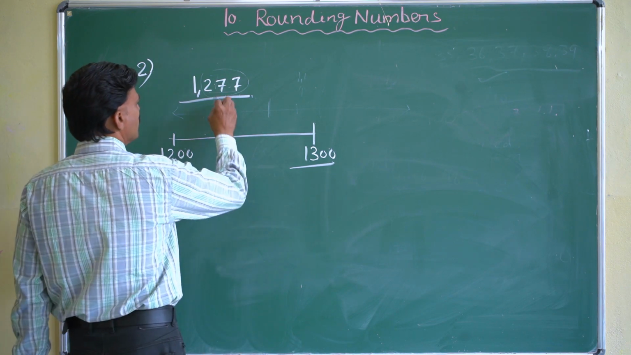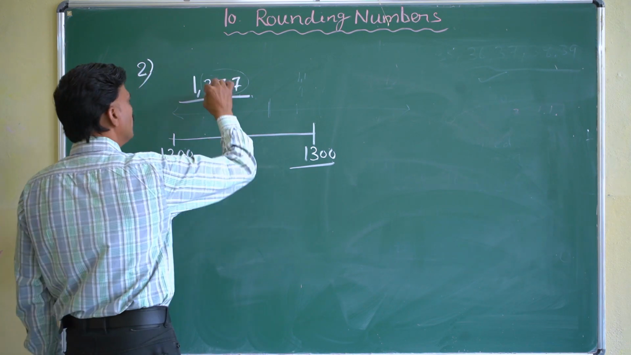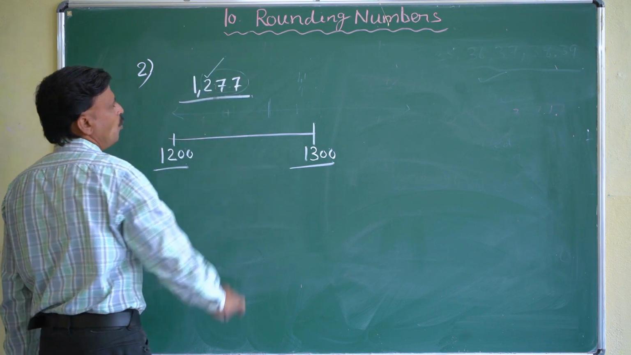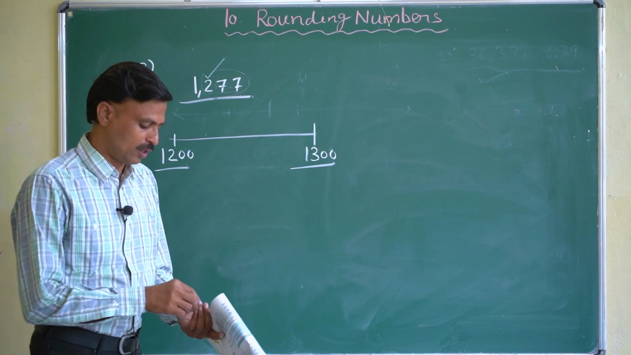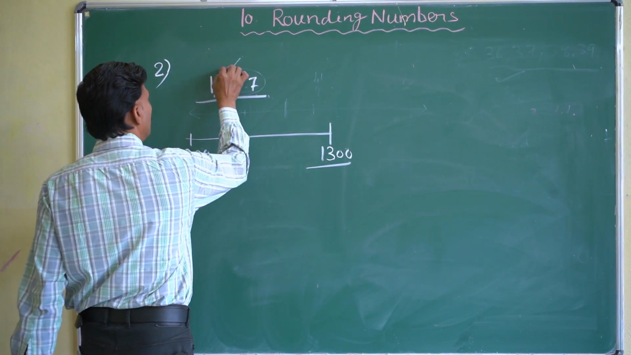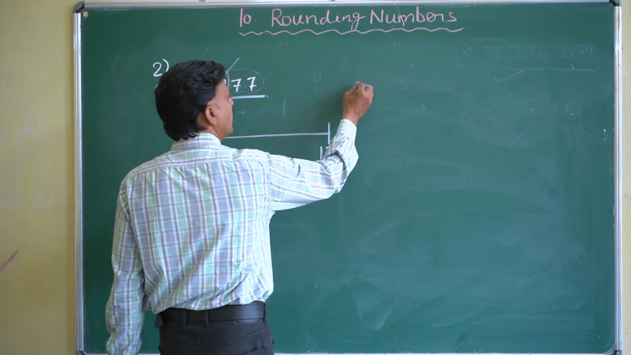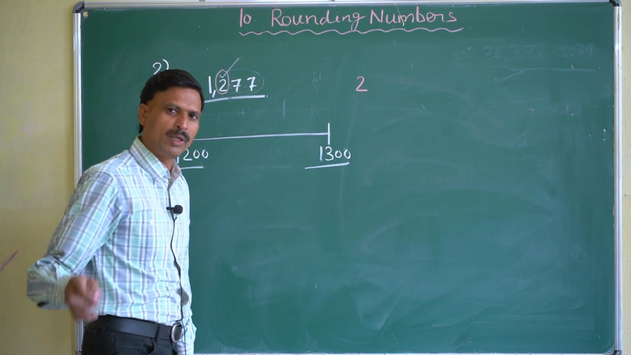So for that, since we want the nearest 100, we'll see the 100 place value. What will we see? The 100 place value. So here what is the 100th place value? That is 2. Okay, 2 is in the 100 place.